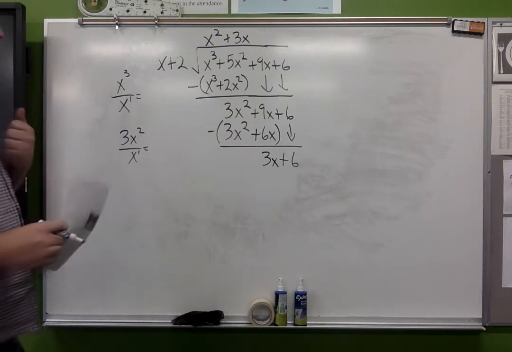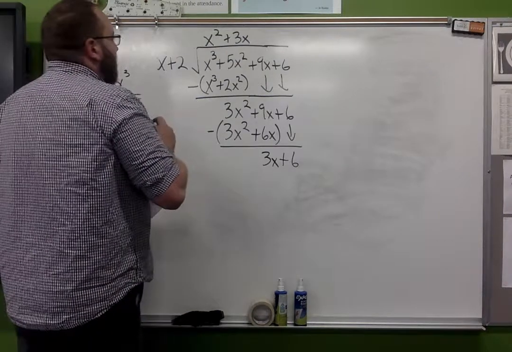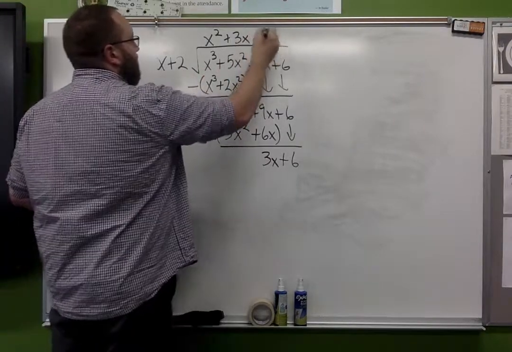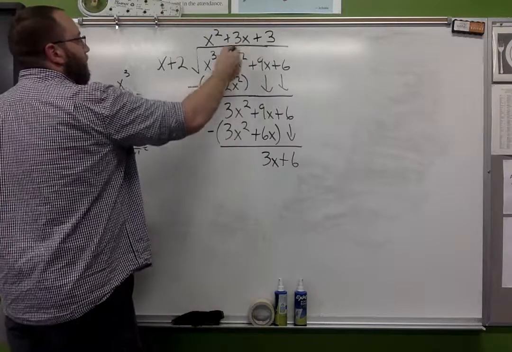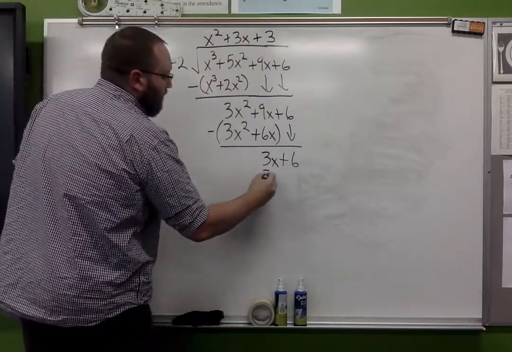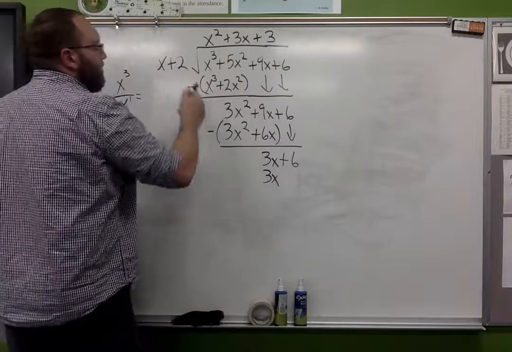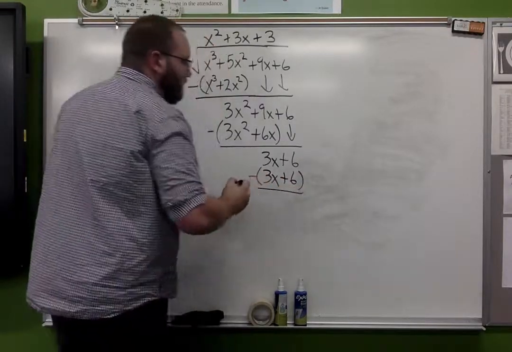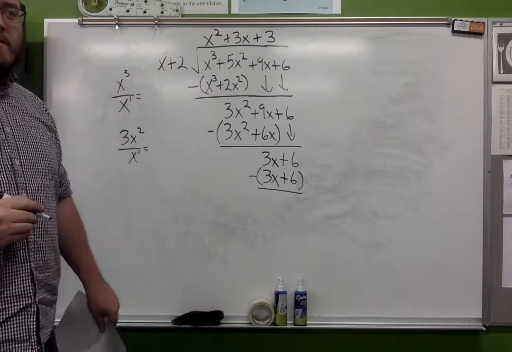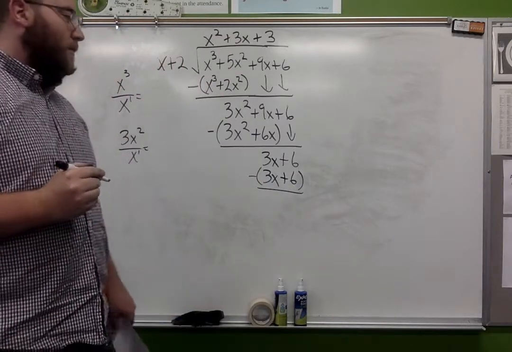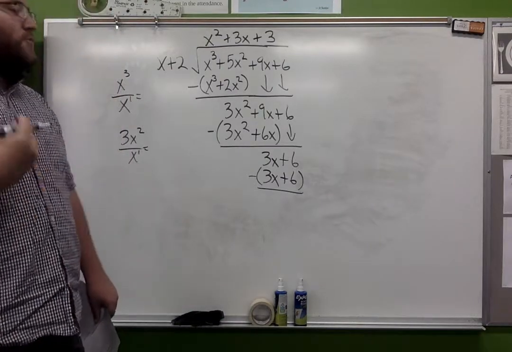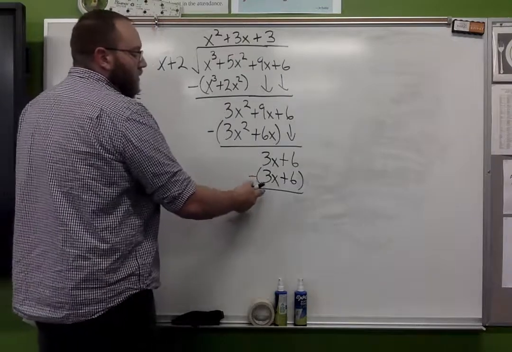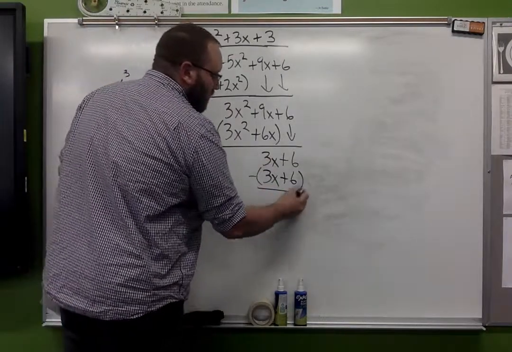Now let's do it again. Aren't you so excited? Okay, 3x divided by x is 3. Back multiply. 3 times x is 3x. 3 times 2 is 6. What do we do? I should have heard you shout so loud that I could almost hear you through the computer back in time saying, subtract everything. 3x minus 3x is 0. 6 minus 6 is 0. We got a remainder of 0.